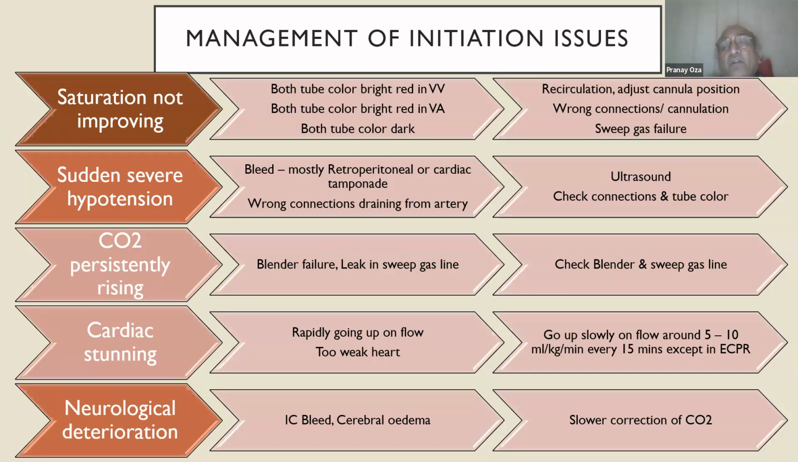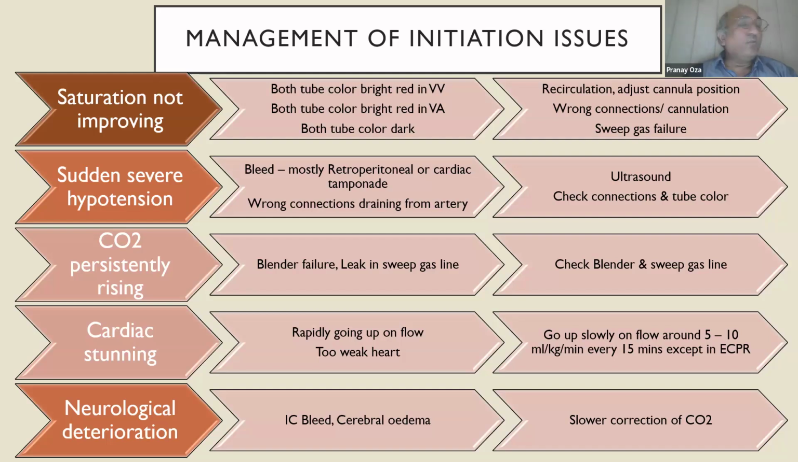So in that case, we will receive both the tubes bright. And then you have to see the connections and correct the connections, and look at the sweep gauge. If this has not been connected, connect the sweep gauge. Or there can be a problem with the blender, so change the blender if required. What you can do easily is take the pipe out from the blender and connect it to the oxygen cylinder and see what happens. If the color change takes place immediately, that means your blender is malfunctioning.